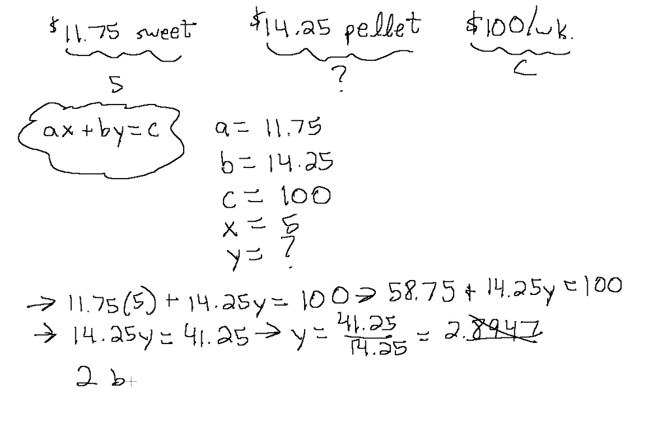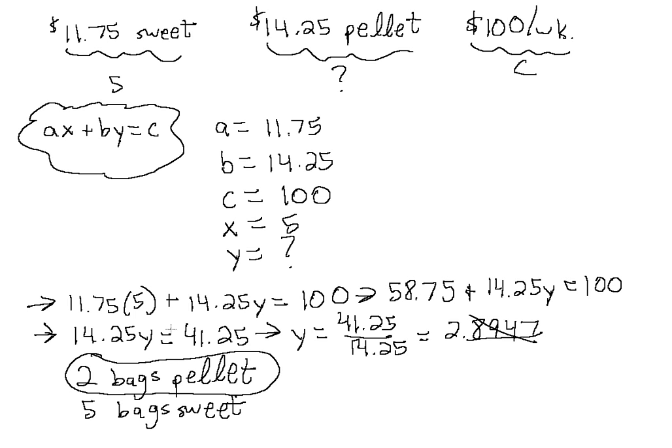So 2 bags of pellet, and that's given the information that he buys 5 bags of sweet. All right, so this is actually our answer right here. 2 bags of pellet, because we're given the number of sweet feed bags that he buys. So we're doing standard form equations here, and again, when we're solving a word problem, we need to convert it into an appropriate equation. That's the most crucial step, and then we can solve it. We know how to isolate our variables, and we want to make sure that we're answering the question being asked. The question being asked is how many bags of pellet feed can he afford?